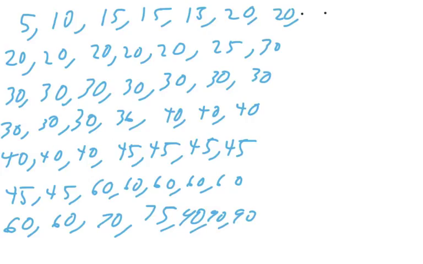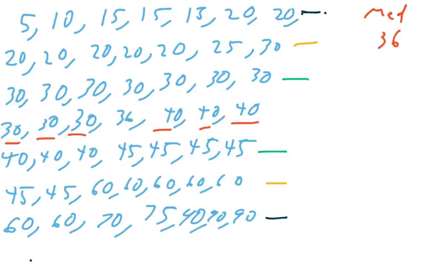So I cross out this entire row and this entire row. And then I cross out this entire row and this entire row. And I cross out this entire row and this entire row. I don't even really want to cross them out, but here we see that my median is equal to 36 minutes. And I'm going to cross that out.